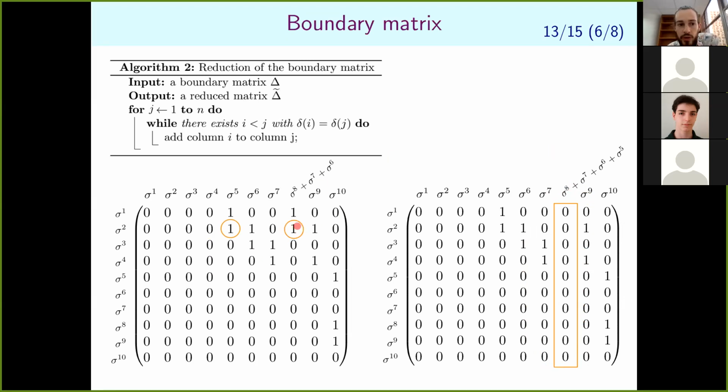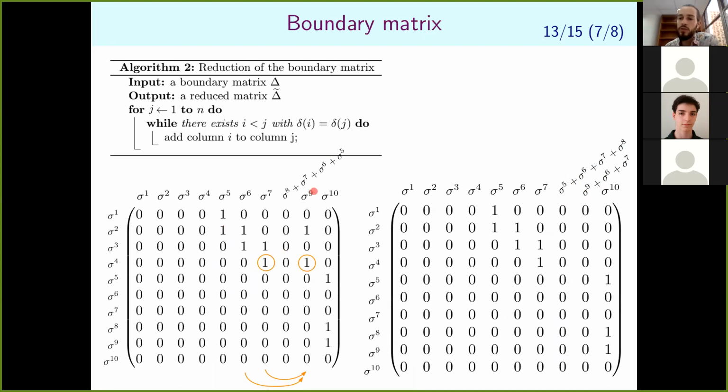And we continue. The delta corresponds to this one, so we add sigma 5 again here. And now remark that the column is 0. 1 plus 1, 0, and 1 plus 1, 0. So we found a cycle. This column now, its delta is not defined, is undefined. So we will stop with this column and go to the next one.